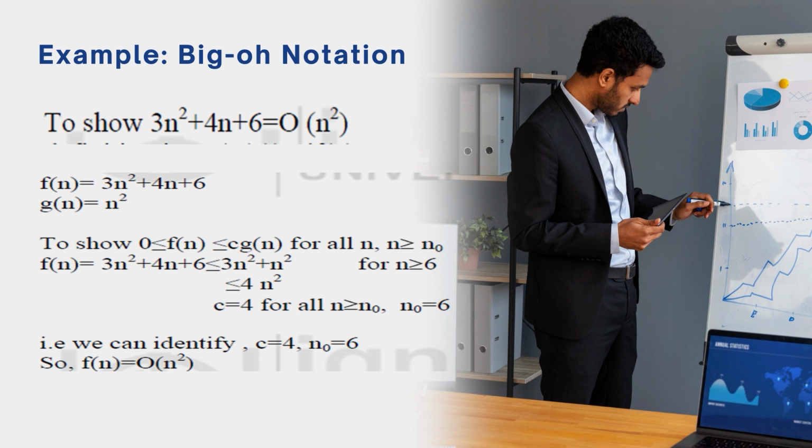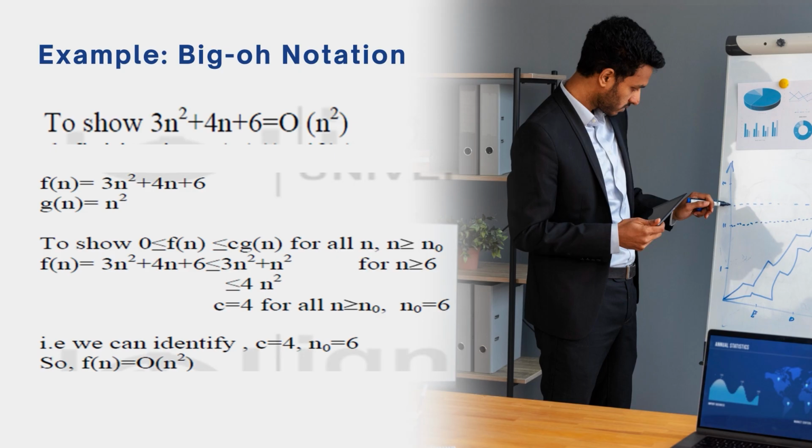So 3n square plus n square, that is 4n square. So after the c value, that is 4 and n naught equal to 6, how to calculate n naught? Because if we put the value of n naught equal to 1, 2, 3, 4, 5, and after 6 you can see C times Gn must be greater than Fn. So we can identify C equal to 4 and n naught equal to 6.